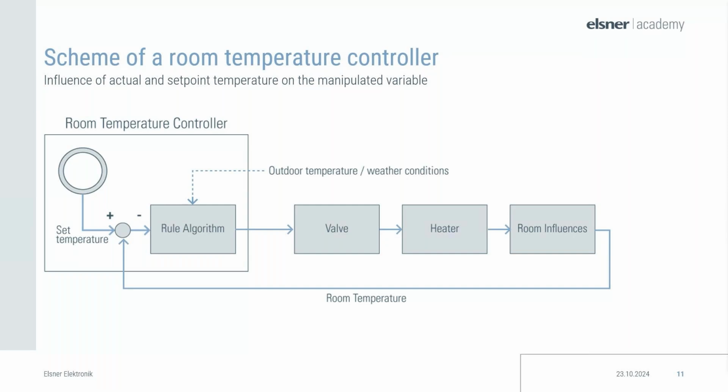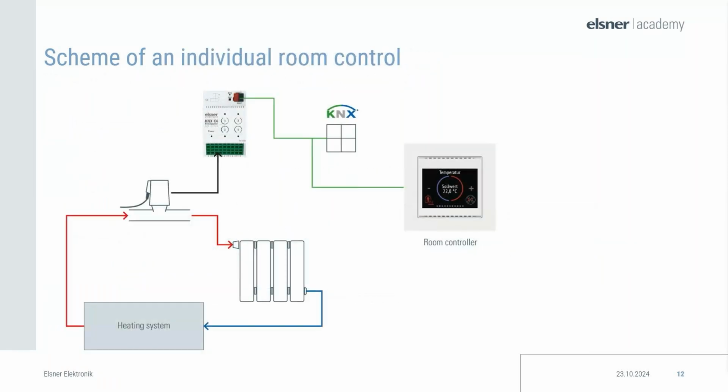All right, let's have a look at how this would look with actual KNX products. In this example, we show you the schematic representation of an individual room control. The Kala, one of our best-selling room controllers, compares the set point and the actual temperature, since it has a temperature sensor integrated in the device itself.